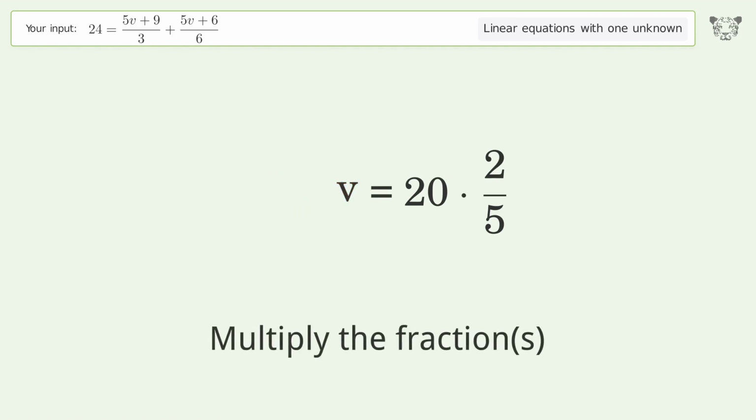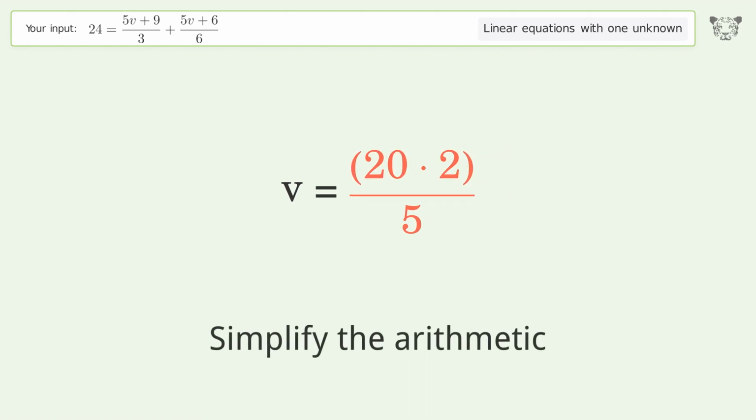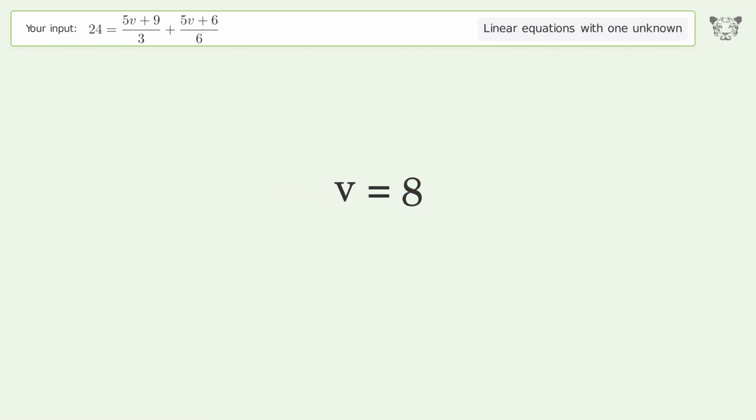Multiply the fractions. Simplify the arithmetic. And so the final result is v equals 8.